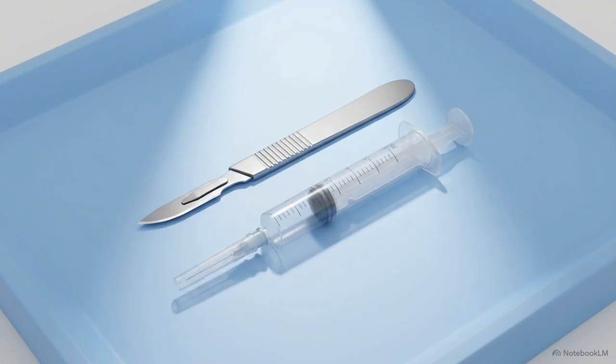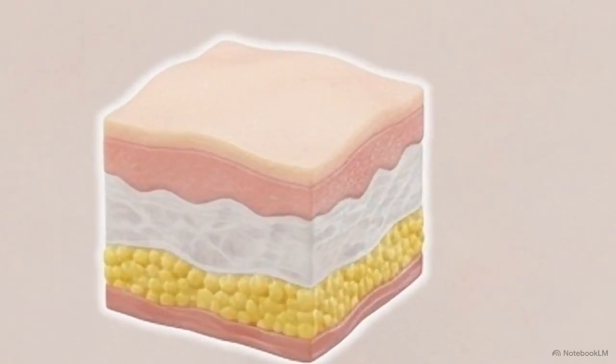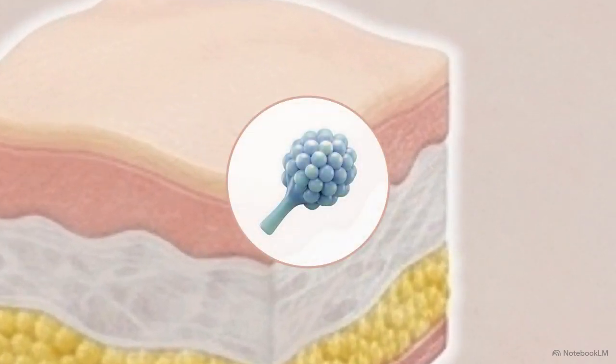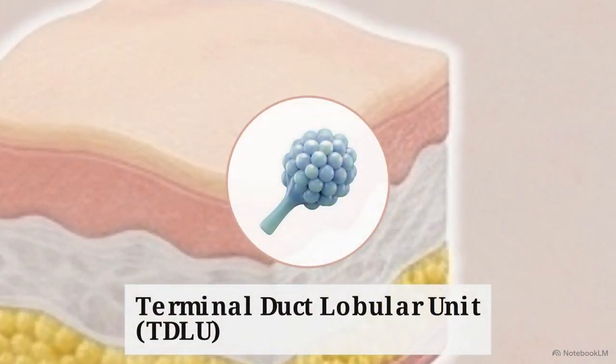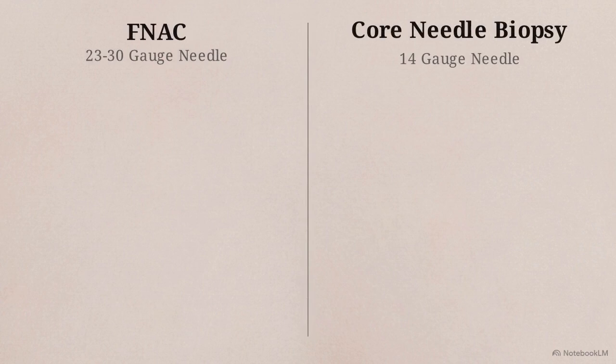Once a biopsy is triggered, the surgeon has to physically extract the tissue. The vast majority of epithelial breast cancers originate in a highly specific functional unit called the terminal duct lobular unit, or TDLU. For decades, surgeons used fine needle aspiration cytology, or FNAC, to sample lesions. But FNAC is functionally obsolete.